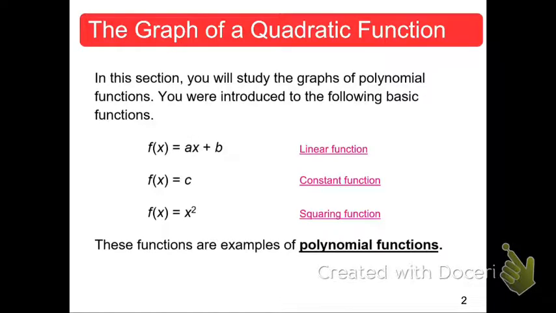The first one that we looked at was our linear function, f of x is equal to ax plus b. We looked at those. Those are straight lines. We have a constant function, f of x is equal to c, where c is just some constant. And then we saw our squaring function in the last section, f of x is equal to x squared. These are all examples of what we call polynomial functions.